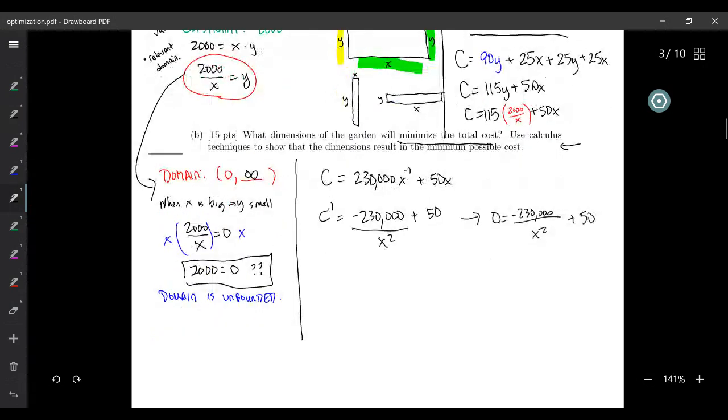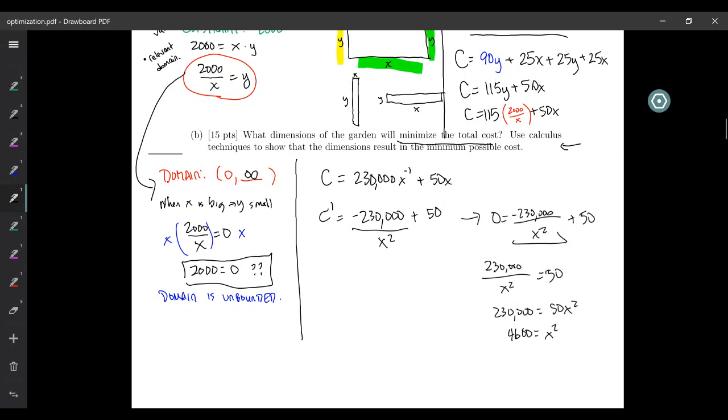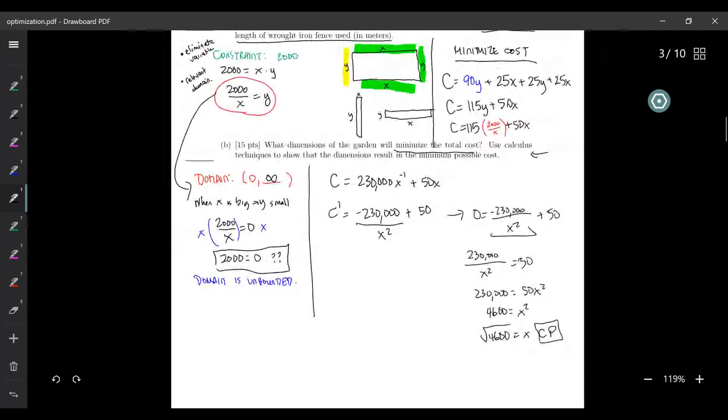I'm going to move this term to the left side. Cross multiply. And divide both sides by 50. 4,600 is equal to x squared. And then we take the square root of both sides. So my critical point is root 4,600.